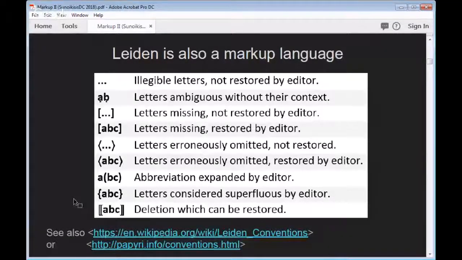So if we can still read them, but we can see that the original scribe intended them to be deleted, we can mark them with these double square brackets as such. So that's the markup language that is Leiden. And there's a couple of links at the bottom there to various other places where you can go and find out more about Leiden. I've given a very, very, very simplified version of it here.